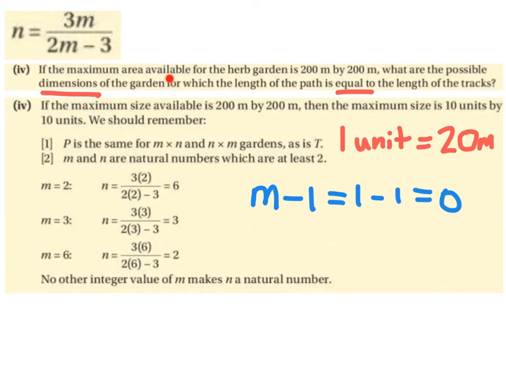So the dimensions of the garden for which the length of the path is equal to the length of the tracks will be a 2 by 6 garden, 2 units by 6 units, a 3 by 3 garden, 3 units by 3 units, and a 6 by 2 garden, 6 units by 2 units. Now, they didn't ask us to actually find the real length of the dimensions of the garden, but if they did, all you would have to do is multiply the m and the n values by 20. So 2 units by 20 meters would be 40 meters, and 6 units by 20 meters would be 120 meters.